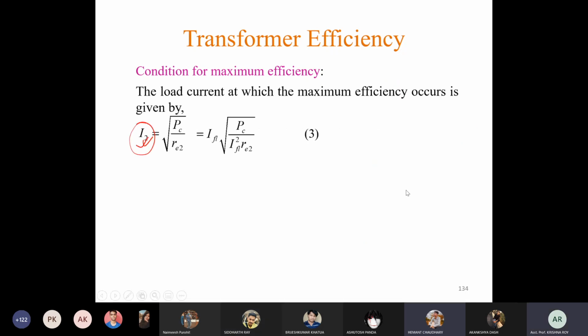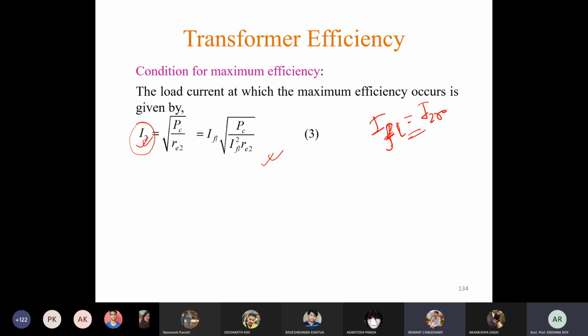So this load current value is equal to root over PC by RE2. Now that can also be calculated using this expression, that is IFL times root over PC by IFL square RE2. What is this IFL? That is the rated current. IFL means I full load, which is rated, or I2R. We have used this symbol also while calculating voltage regulation. So IFL and I2R are the same.